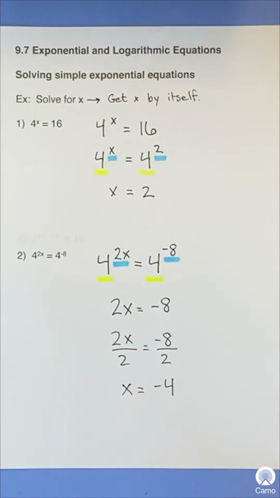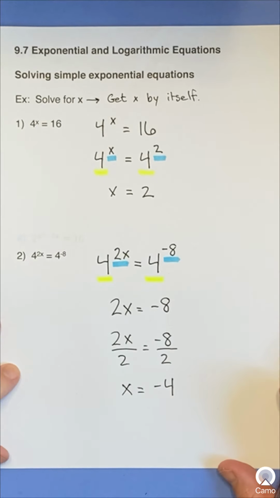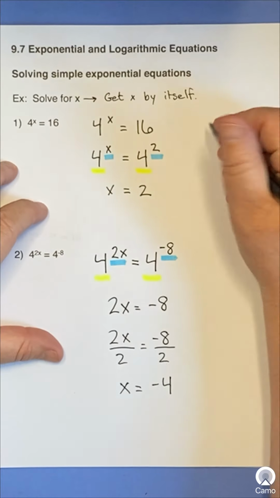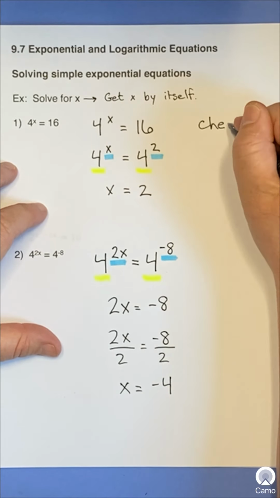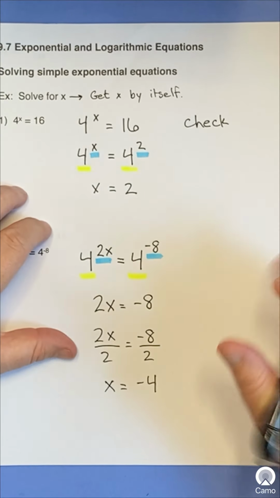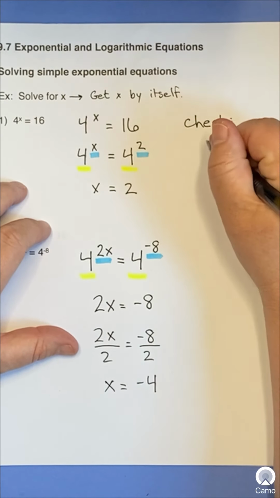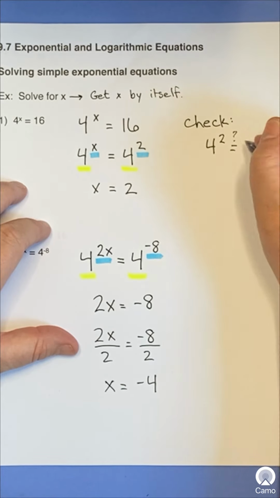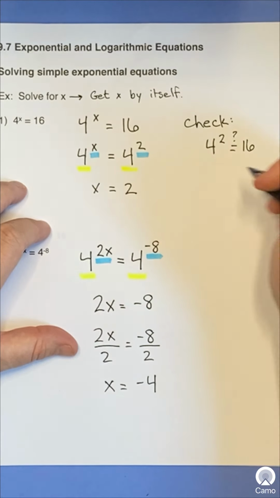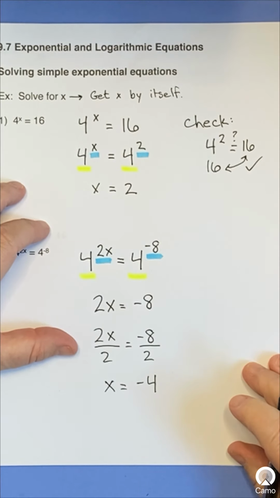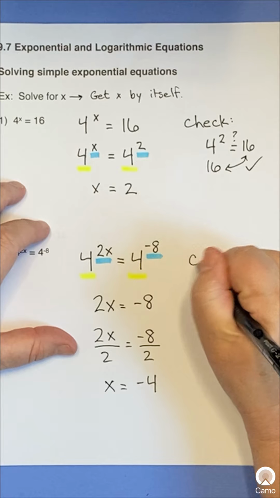Now, how do you make sure it works? Well, in both cases, we can go back in and check. So we could write over here. Can you see this? Let me scooch this sideways. Okay, so I'm going to check. 4 squared, does that equal 16? And the answer is yeah, 4 squared is 16. That was a really fast check. Let's try this one.